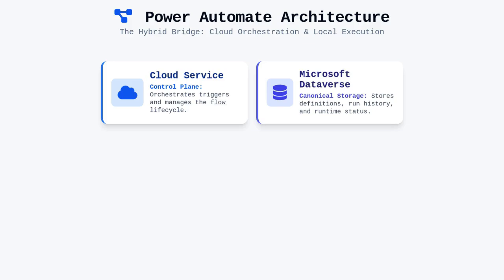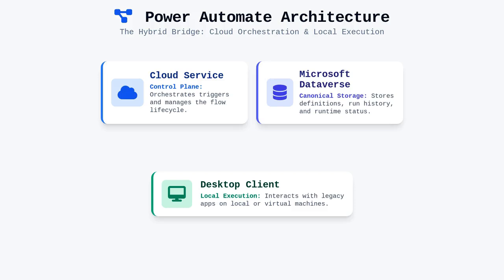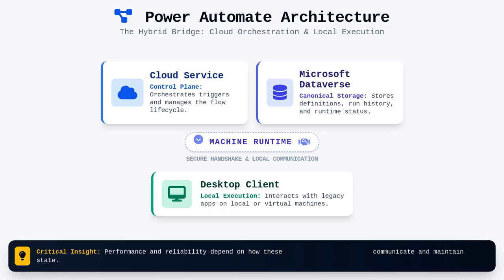Dataverse serves as the canonical storage for your flow definitions, run history, and runtime status, ensuring that all state information is available globally. When an automation requires interaction with legacy desktop applications, it offloads these tasks to the Power Automate desktop client installed on a local machine or virtual machine. This transition is managed by the machine runtime, which facilitates the secure handshake between the cloud service and the local host. Understanding this distributed approach is crucial because the performance and reliability of your automations depend heavily on how these distributed components communicate and maintain state.